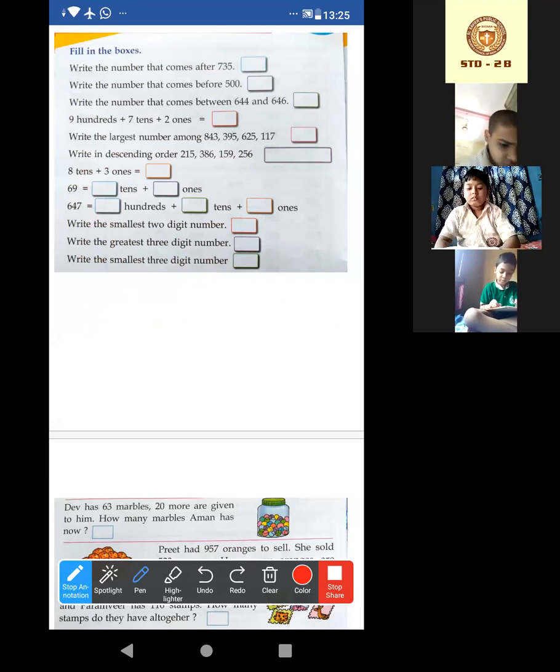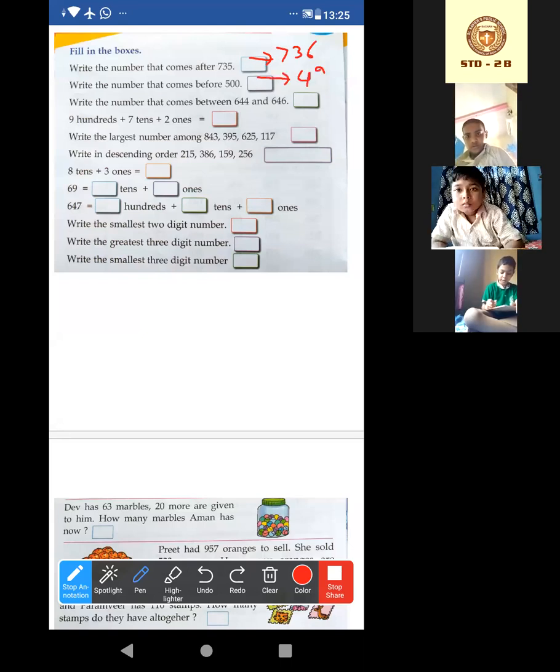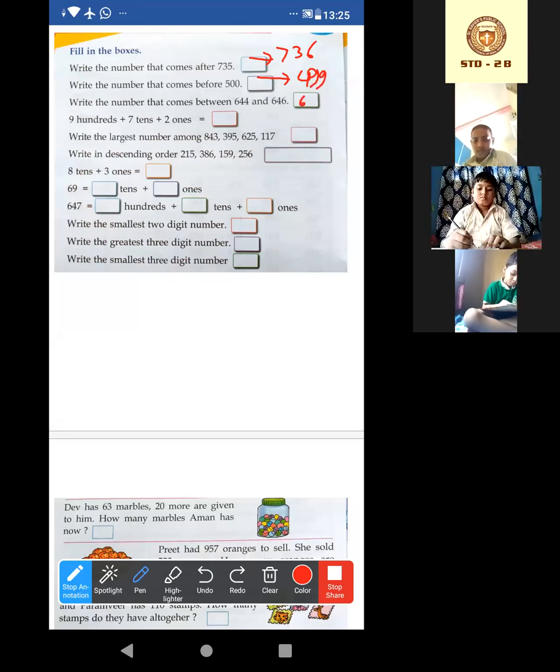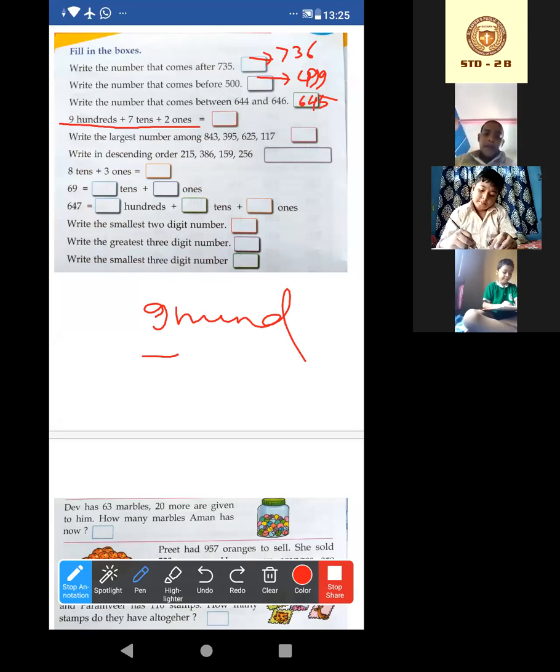Solve it first. The first one is 736. Second one 499. Third one 645. Fourth one, look, 900, 7 tens and 2 ones are there. 900 means what? Definitely 900. 9 and 0, 0.